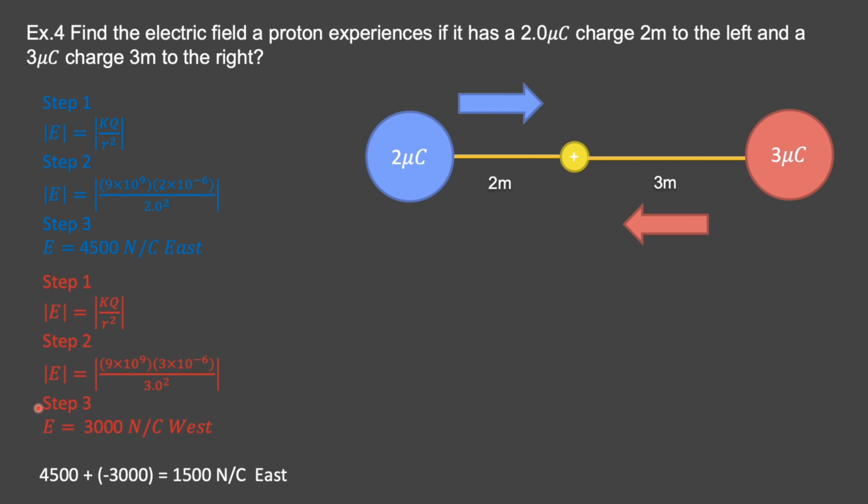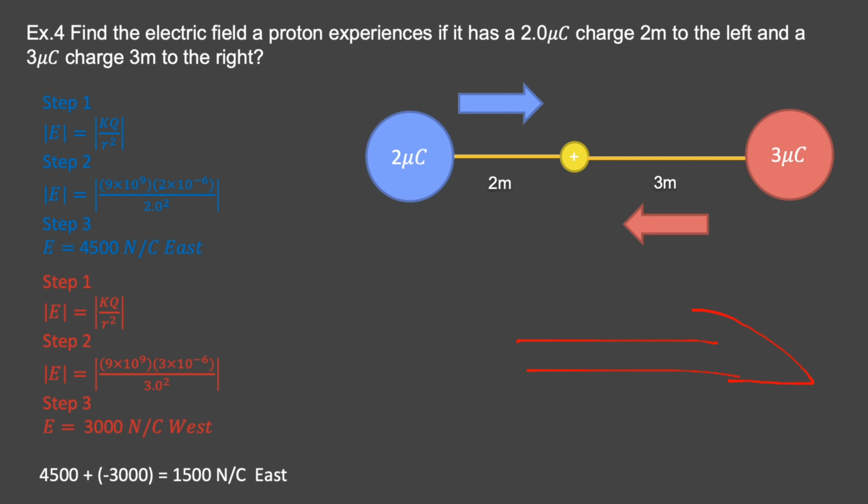We can then calculate that using our calculators to find E equals 3000 newtons over coulombs west. Due to the 2 microcoulomb source charge generating a greater electric field, it will create an overall direction to the east or to the right, as it has a greater strength and a greater electric field.